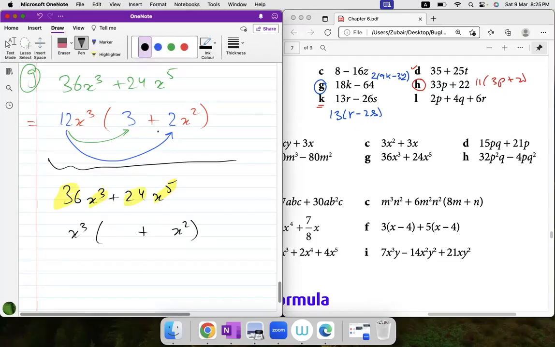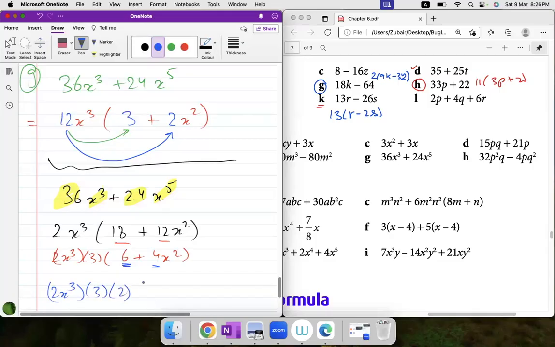And if I was not sure, I would have done like 2 into 18 and into 12. And now I can still see that these two are still divisible by, let's say, 3. So I'll bring out another 3 outside and write them as 3 6 times is 18 and 3 4 times is 12. And I can still see that both of these go with 2. So 2x cube is outside already, 3 is outside already, another 2 comes out, and I'm left with 3 plus 2x square.